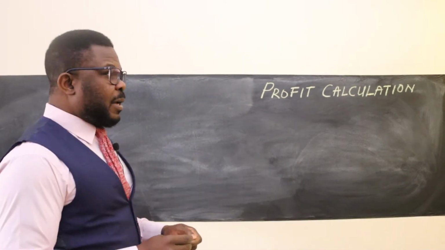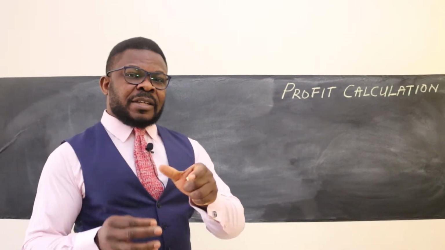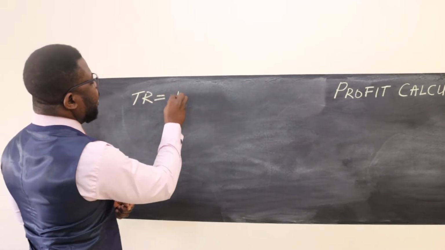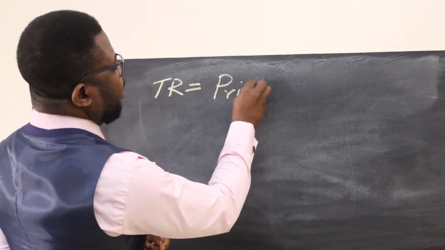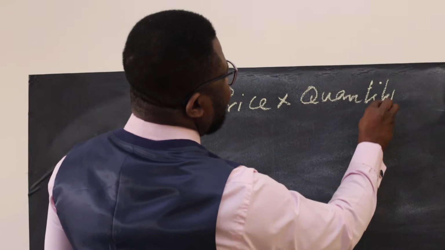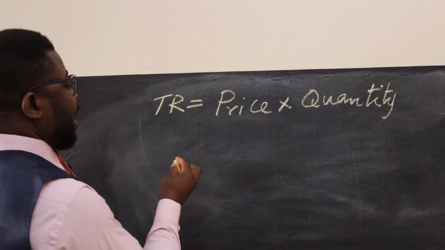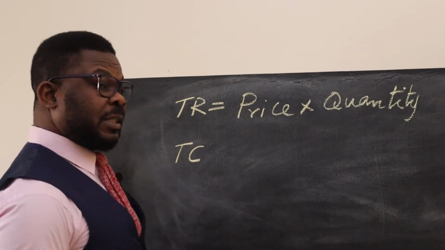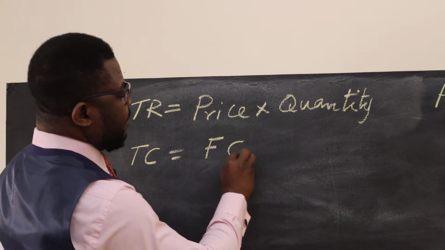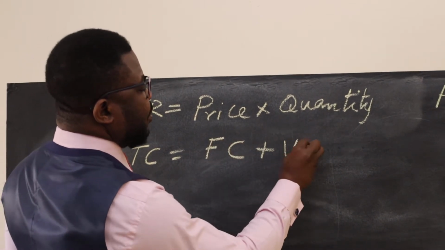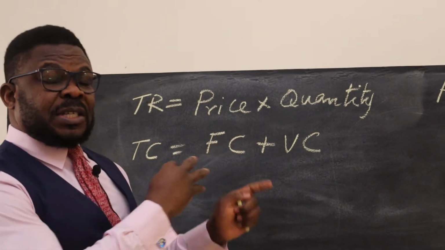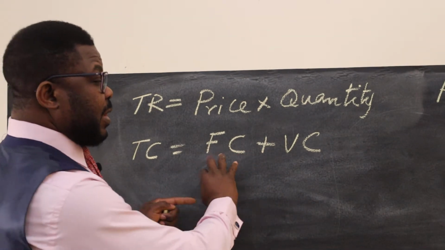So remember, your total revenue is price times quantity, okay? So let's write that here. Total revenue equals price times quantity. Okay? And we know that your total cost is made up of fixed cost, FC, plus your variable cost. Okay? But we don't need this at this stage. For this particular calculation, I would like you to forget about this.